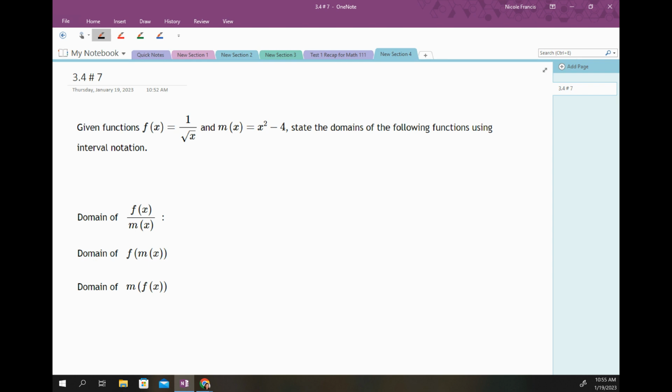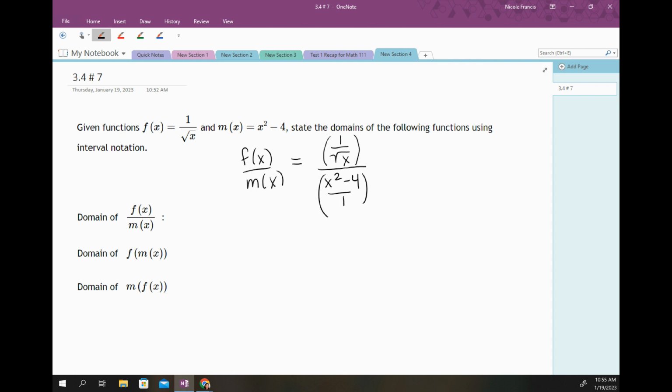Before we can figure out the domain, we need to figure out what f of x over m of x looks like. In this case, that's going to look like 1 over the square root of x, over x squared minus 4. A lot of people are a little rusty on fraction division, but what we really have here is a fraction in the numerator, and if we put this over 1, we have a fraction in the denominator.